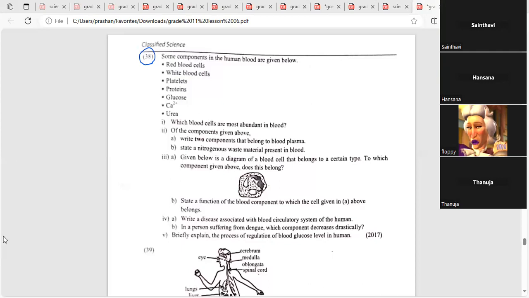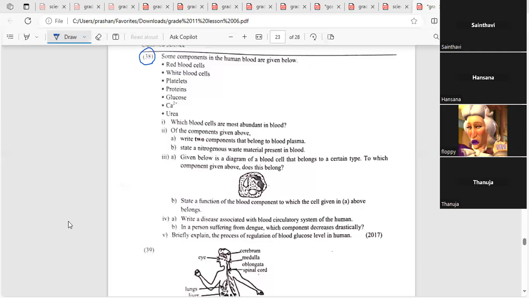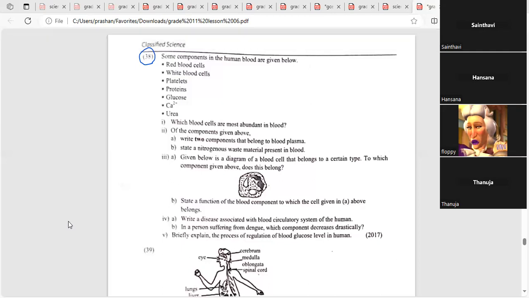Then part B. In a person suffering from dengue, which component decreases drastically? Platelets decrease. If a person is suffering from dengue, the platelet count reduces drastically. Platelets is the correct answer.